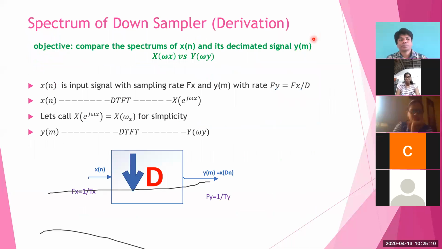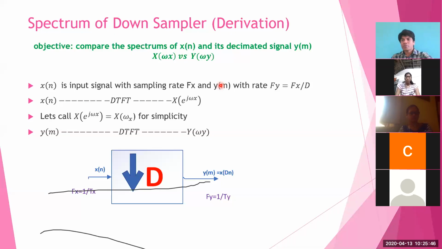Yes, sir. So far whatever we have seen is time domain analysis. So in time domain analysis, it's all about what? Retaining one sample, dropping D minus 1 samples between two successive samples. But now we have to look at what exactly happens in the frequency domain.